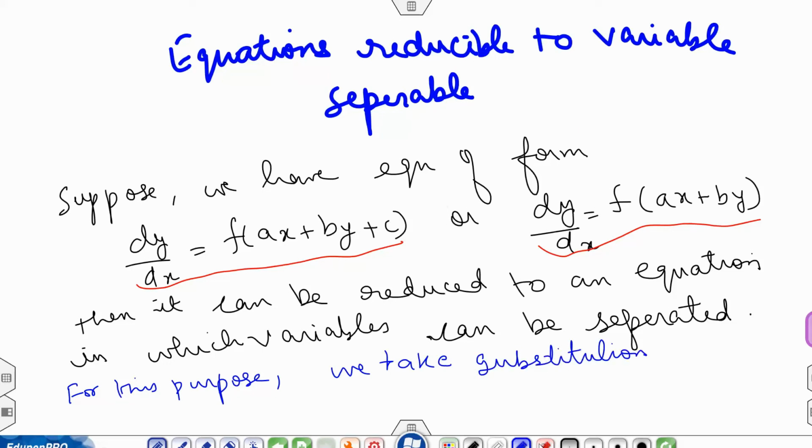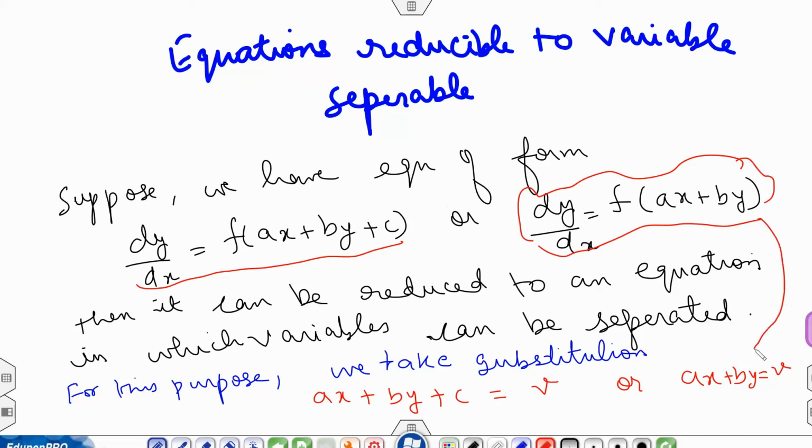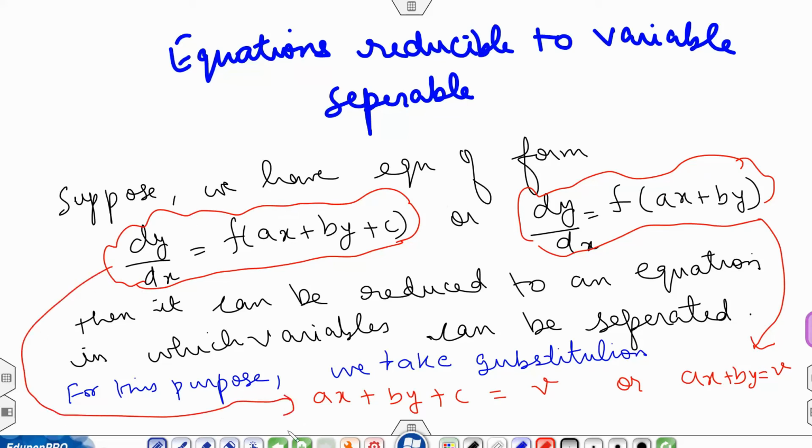So what is the substitution? We take ax plus by plus c is equal to v, or ax plus by is equal to v. If you get a differential equation of this form, you will take this substitution, and after taking this substitution you will see that your equations have reduced into the form of variable separable. So we call it equations reducible to variable separable.